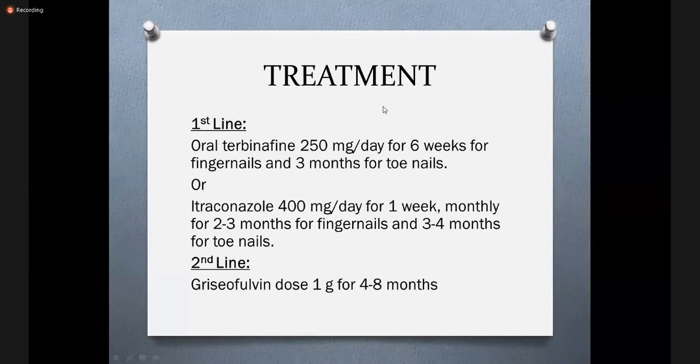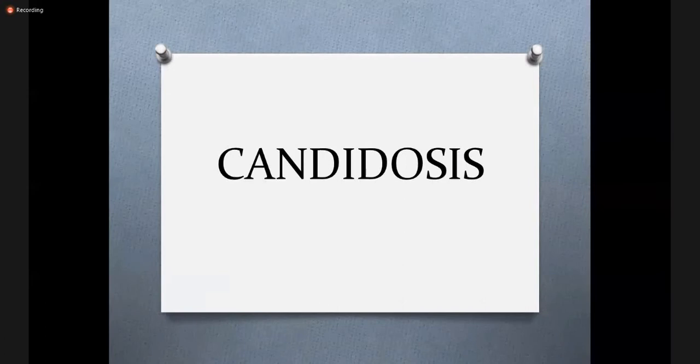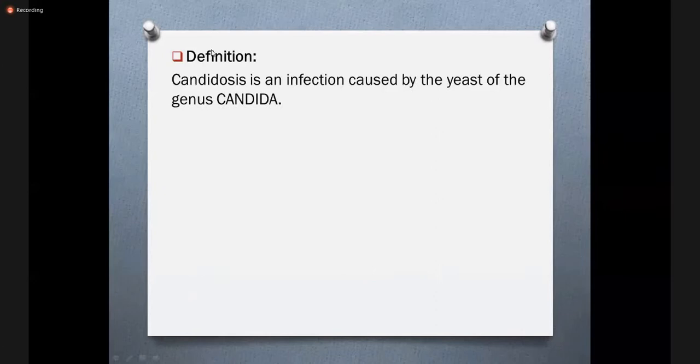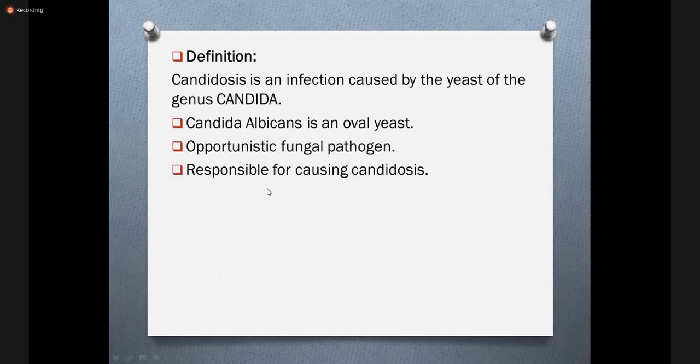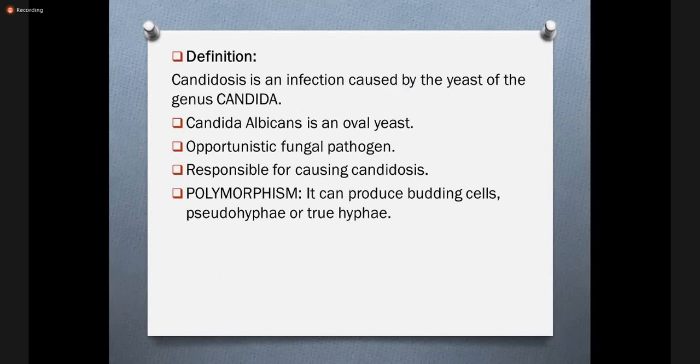Now, the next is candidiasis. Candidiasis is a fungal infection caused by yeast, okay? And dermatophytic is a mold infection. It is not yeast. Candida albicans is an oral yeast. It is an opportunistic fungal pathogen responsible for causing candidiasis. Polymorphism: it can produce budding cells, pseudohyphae or true hyphae. Okay, usually Candida are yeasts, they reproduce by budding, but they can produce pseudohyphae and true hyphae.